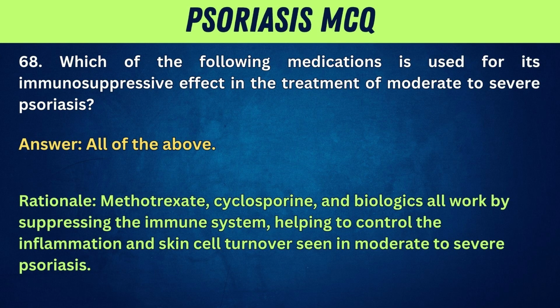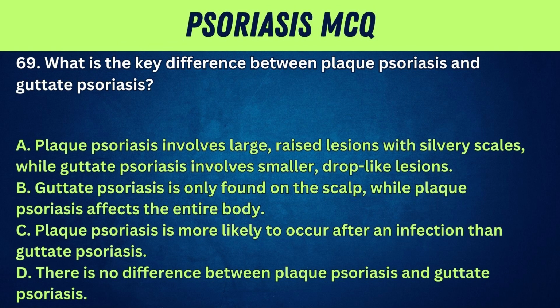Answer: all of the above. Rationale: methotrexate, cyclosporin, and biologics all work by suppressing the immune system, helping to control the inflammation and skin cell turnover seen in moderate to severe psoriasis. 69. What is the key difference between plaque psoriasis and guttate psoriasis? A. Plaque psoriasis involves large, raised lesions with silvery scales, while guttate psoriasis involves smaller, drop-like lesions.